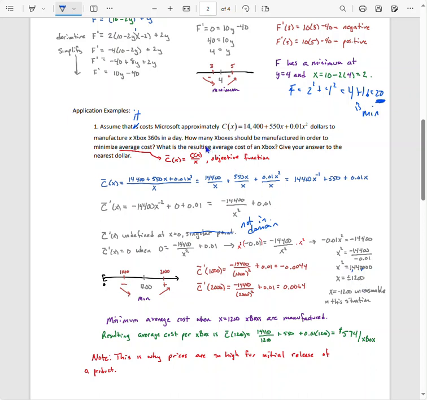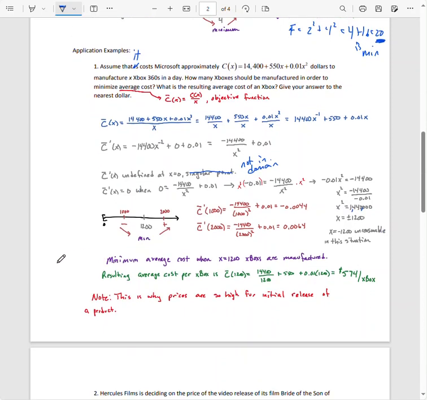Now, do you think maybe Microsoft should manufacture negative 1,200 Xbox 360s? I don't even know how that's possible. So it's unreasonable in this situation. We don't even consider it. But the math says that happens, even if the application itself doesn't say that happens.